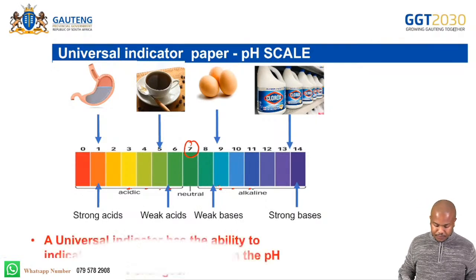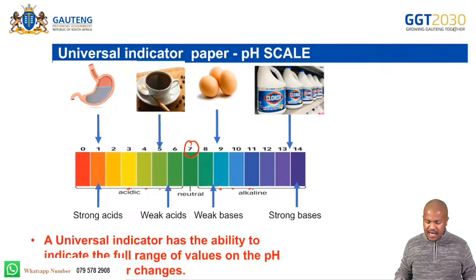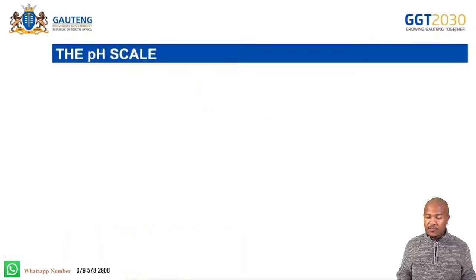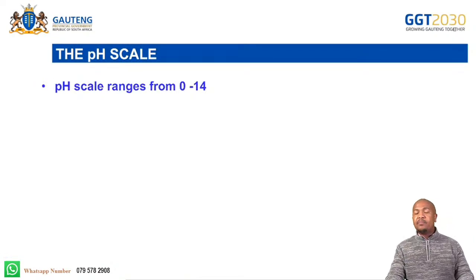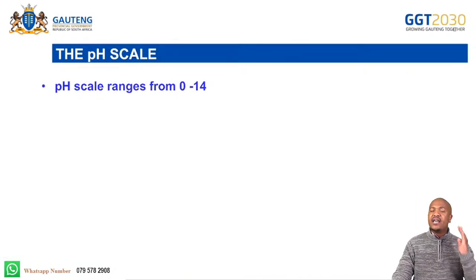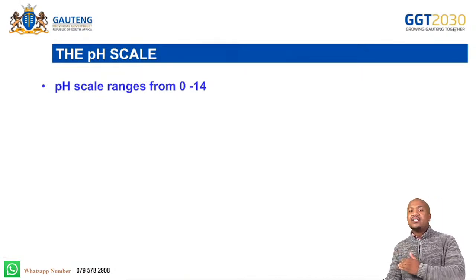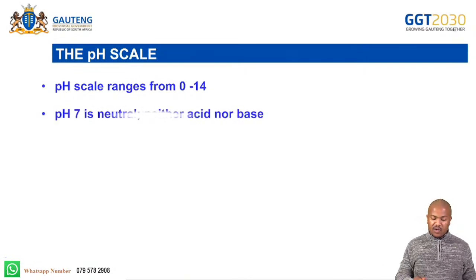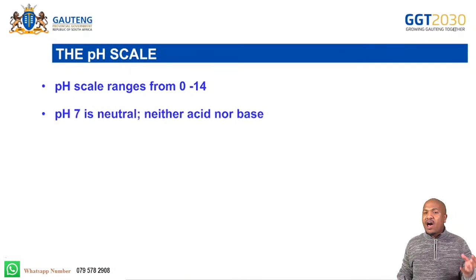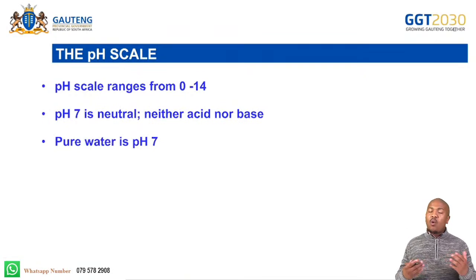So a universal indicator, as I've said, has the ability to indicate the full range of values on the pH scale by color changes, right? The pH scale ranges from 0 to 14, indicating different levels of acidity and alkalinity. pH 7 is where we find our neutral substances that are neither acidic nor basic. Are we together? Pure water, for example, is pH 7.